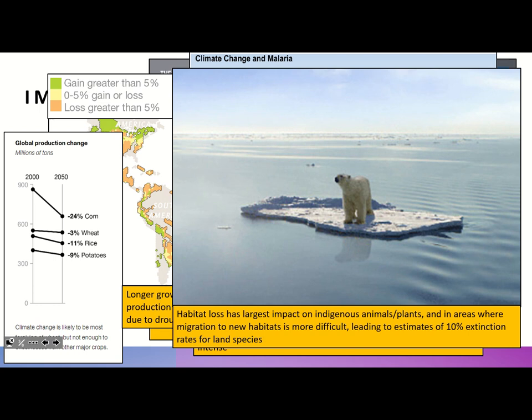I've left it till late on in this presentation to even mention polar bears. Habitat loss is a major product of climate change. It's estimated that there's going to be a 10% extinction rate for land-based species. If you are determined to talk about polar bears, make sure you do it right.